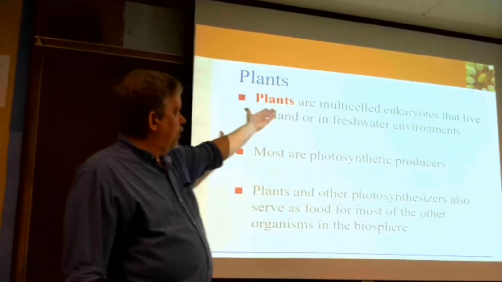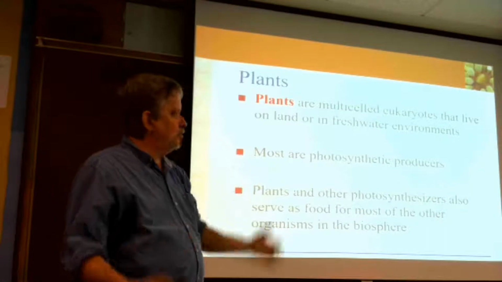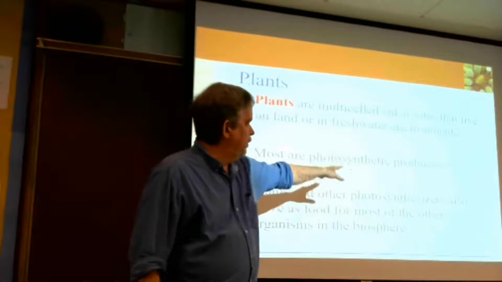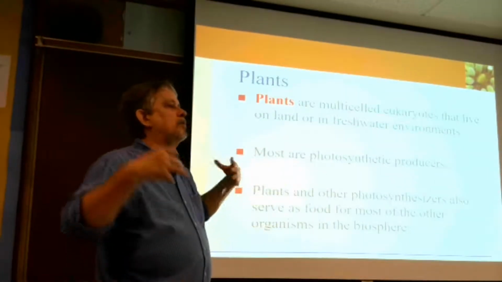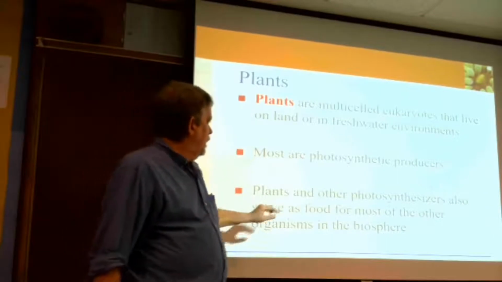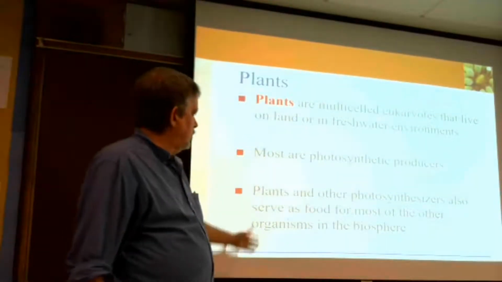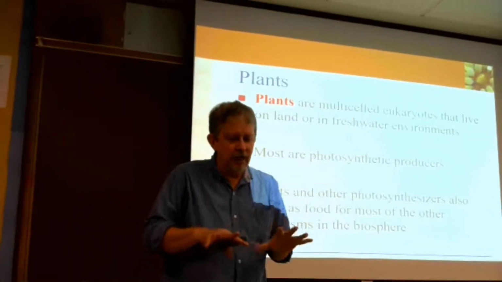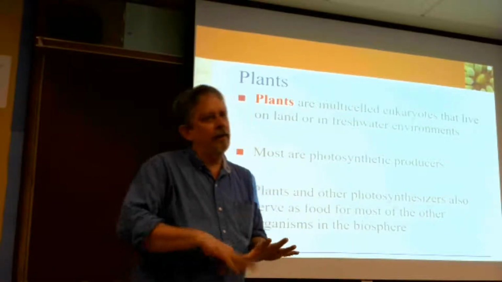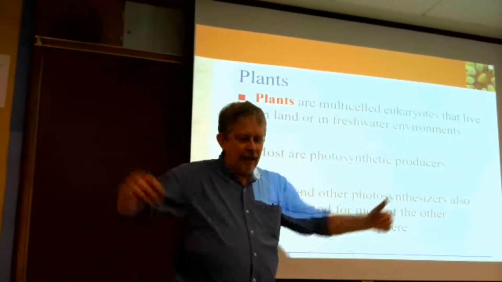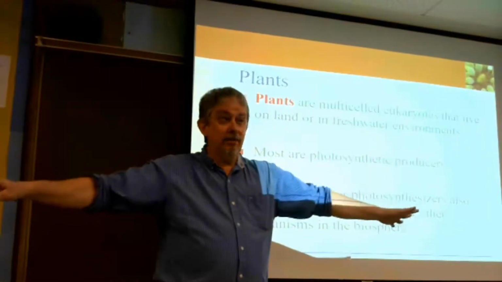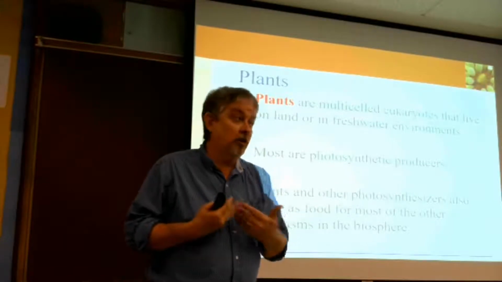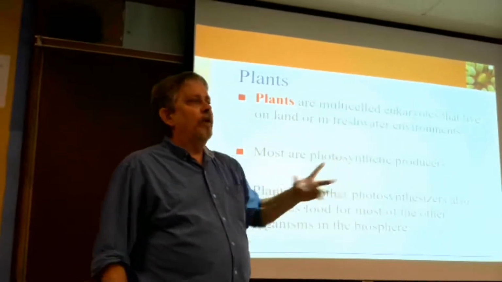And then the plants are multicelled eukaryotes that live on land or in freshwater environments. Most plants, 99% of the plants, are photosynthetic producers. Remember, they turn sunlight into sugar. Plants and other photosynthesizers also serve as food for most of the other organisms in the biosphere. This is the foundation of the food web, which we'll talk about later in the semester. But plants capture the energy for all living things on this earth. If it wasn't for the plants, we wouldn't be here. Because we can't capture energy to make sugar. Only the plants can.